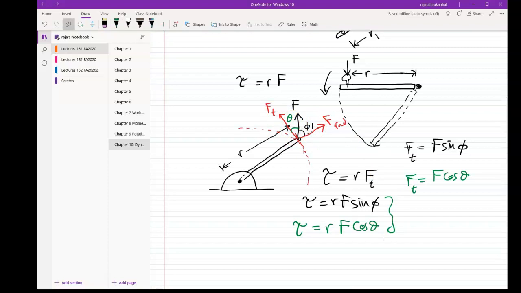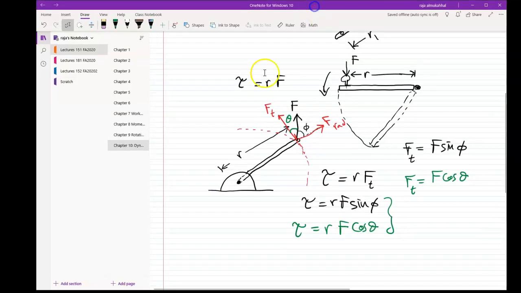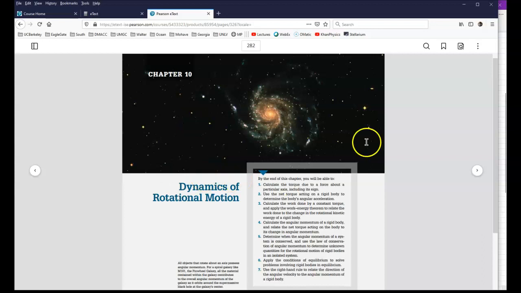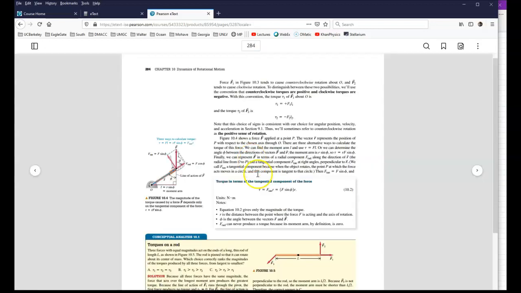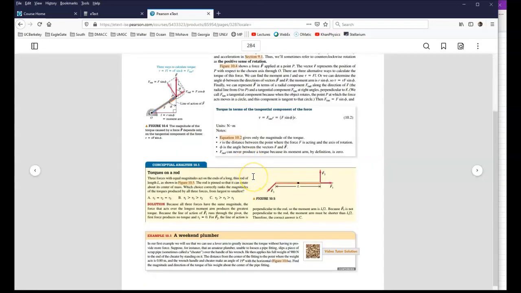Let me start with an example, example 10.1 from the book. Trying to find it. There it is on page 284. Let me go to the book. It's right here, 284. Okay, we need to read this paragraph first.